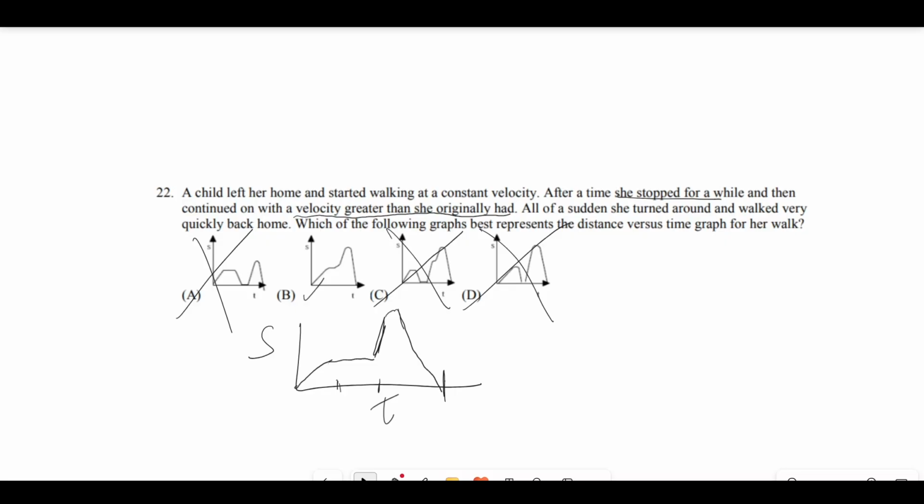But yeah, going back to choice B, it matches our graph correctly because I could see she starts off going with the constant velocity. She stops moving for a little bit, so it's a horizontal slope. Then she starts moving again a little faster, and then finally she turns around and goes back home faster than she ever did, and that matches up with the answer choice, giving us choice B.